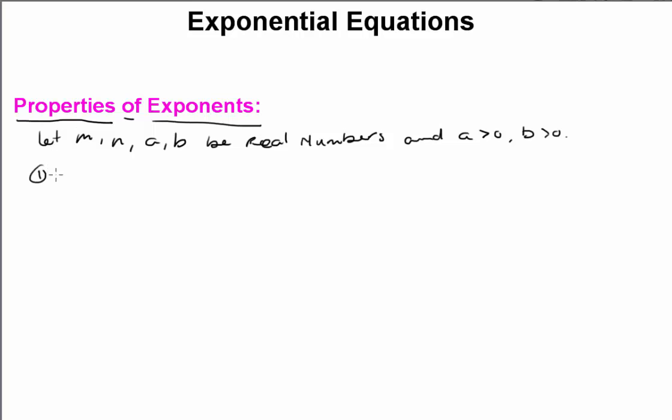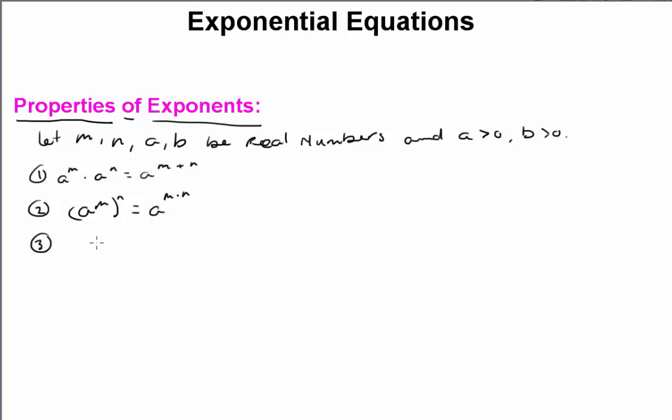So number one, the very first property is if you have a to the m times a to the n, this will result in a to the m plus n power. Number two, if you have a to the m to the nth, we call this power of a power, then you will have a to the m times n. So you take the product of the powers.